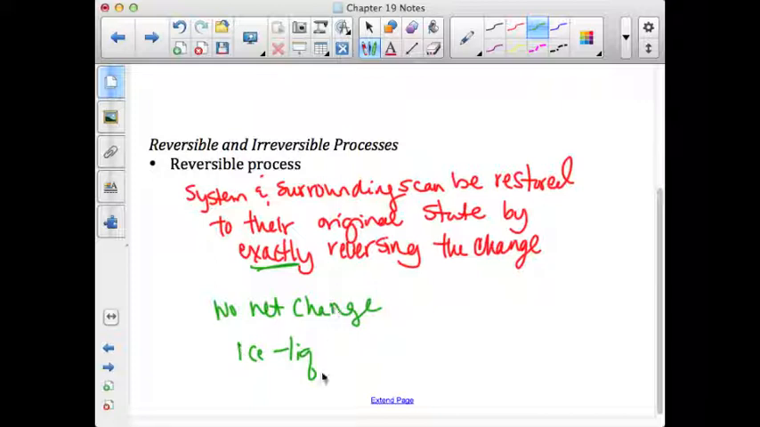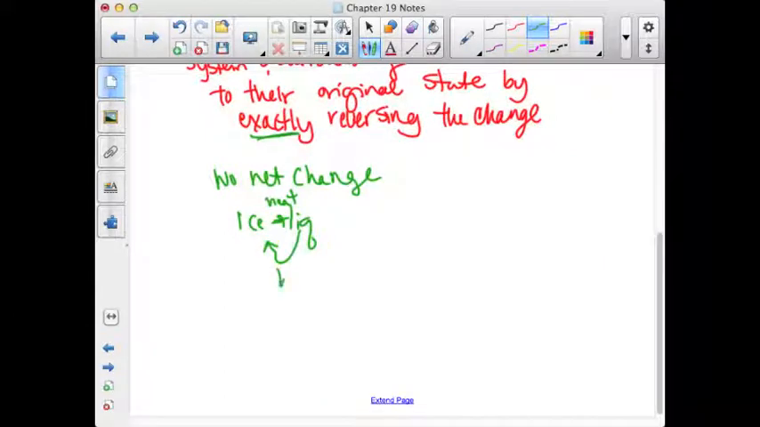So I add heat to get it to go from an ice to a liquid. I need to remove that same amount of heat to get my liquid to go back to my ice. Whatever amount of heat I added to go this way, I need to remove the same amount of heat to go the other direction.